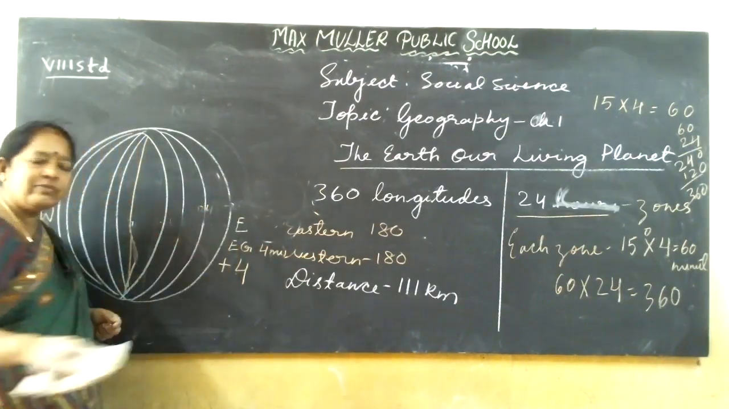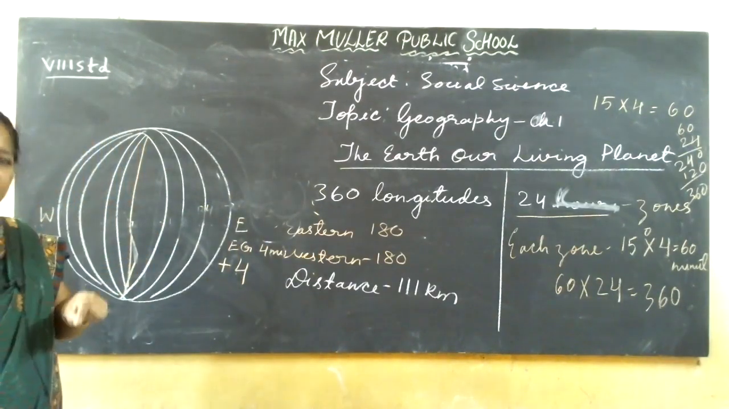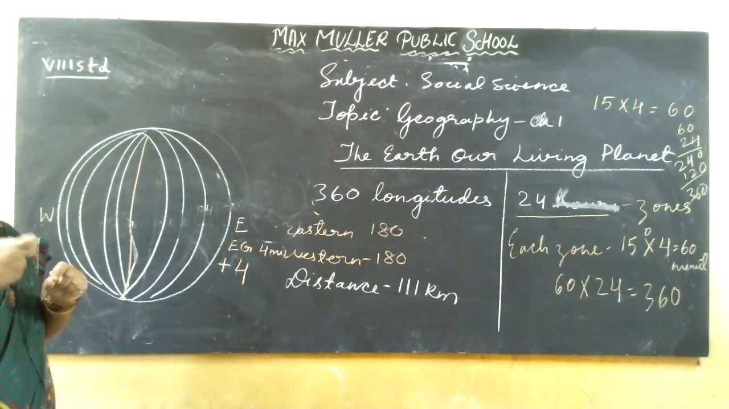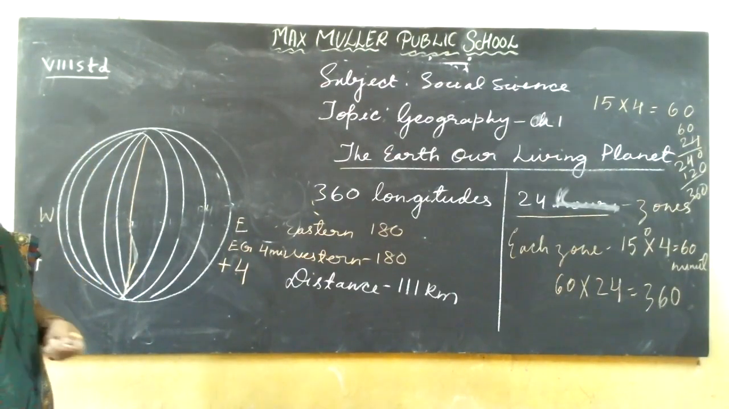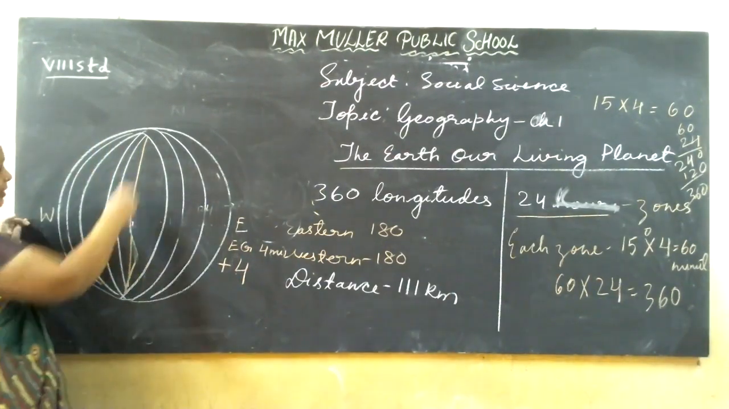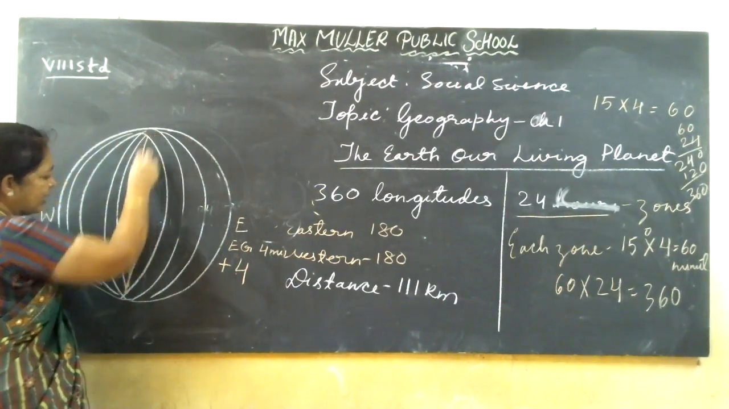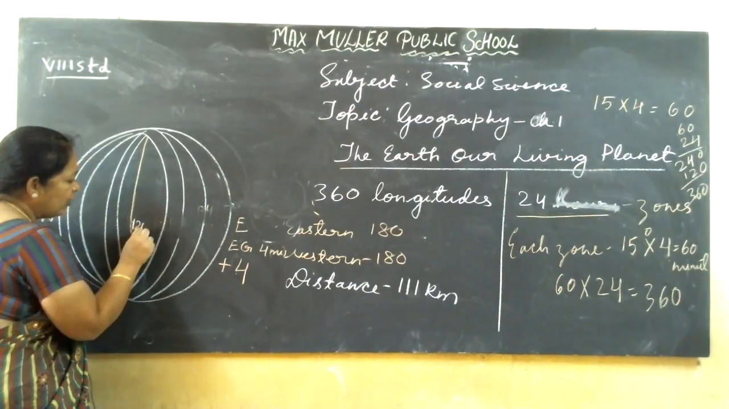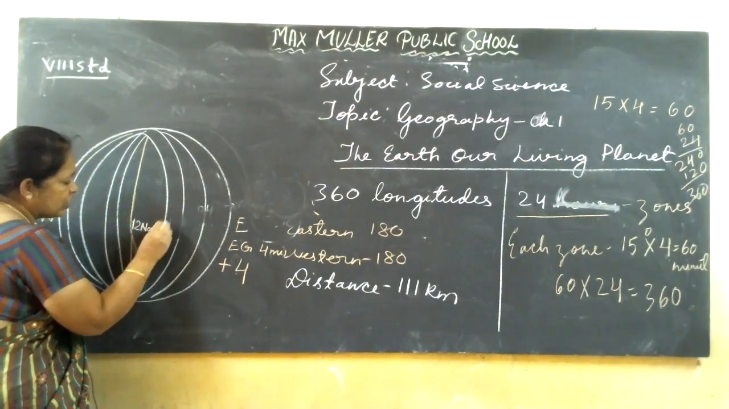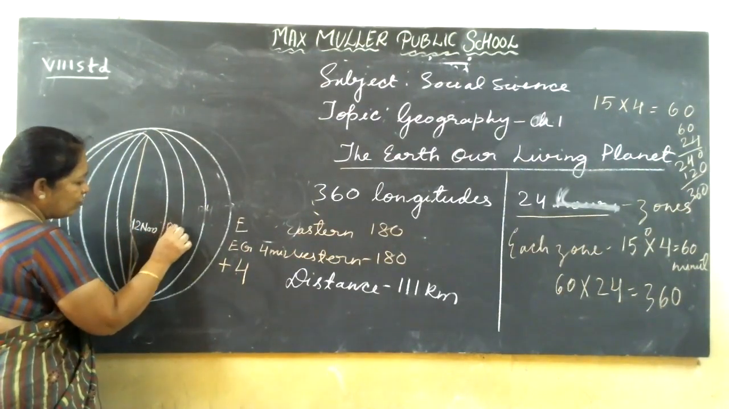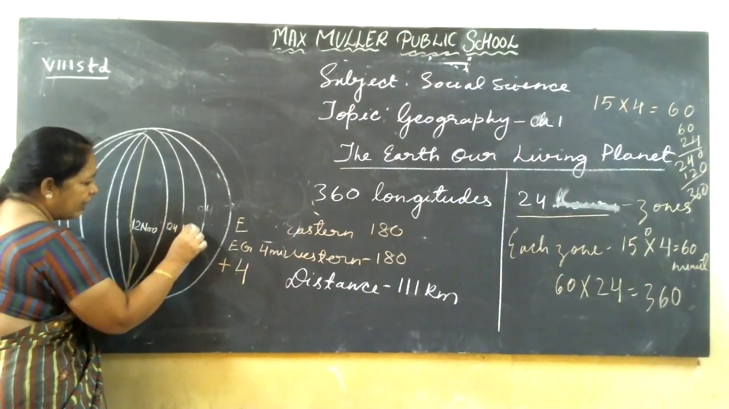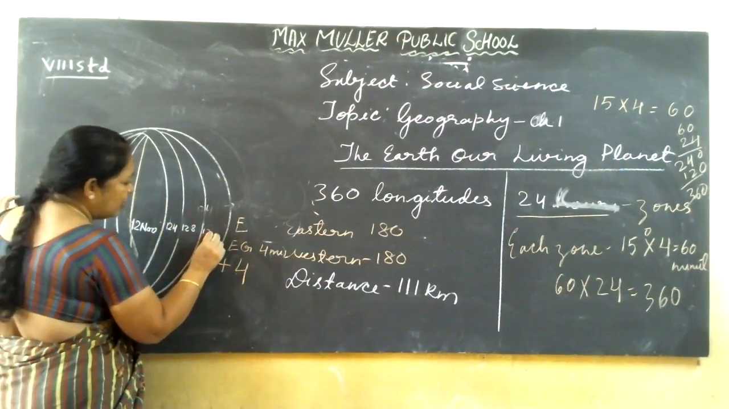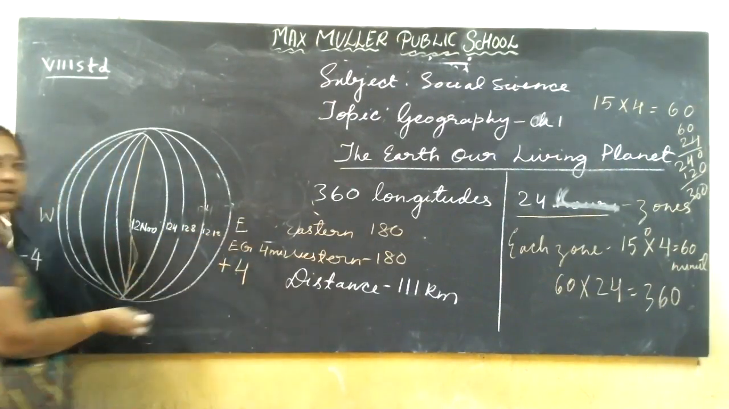So always, whichever longitude is facing the sun exactly vertically, there it will be 12 o'clock noon. And this prime meridian is taken as the center, and suppose this prime meridian is 12 noon. So this longitude will be 12:04, then 12:08, here 12:12, like that, 4 minutes it will be gaining.